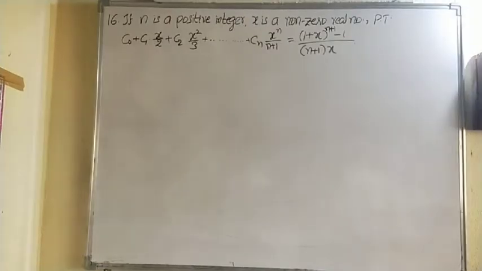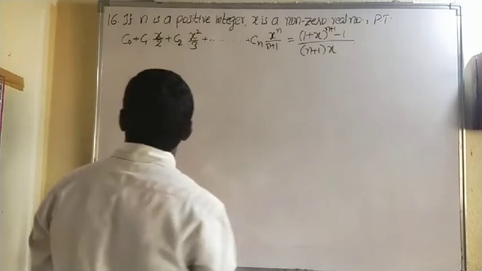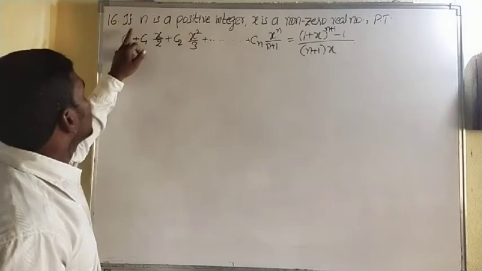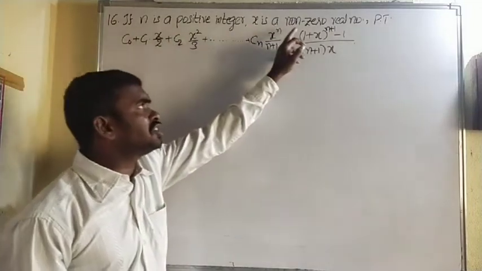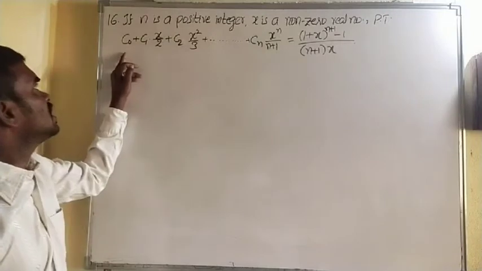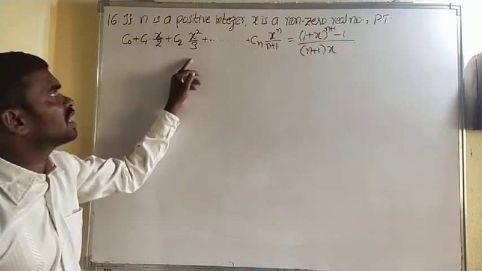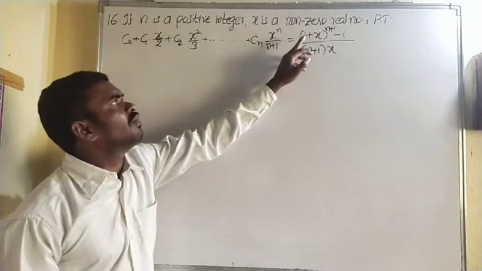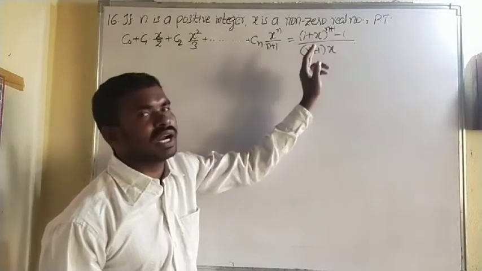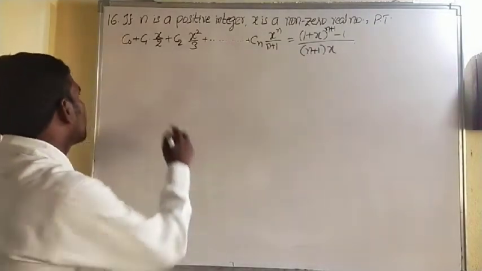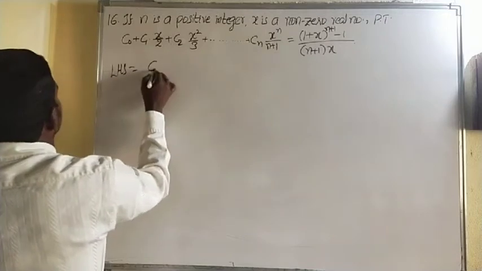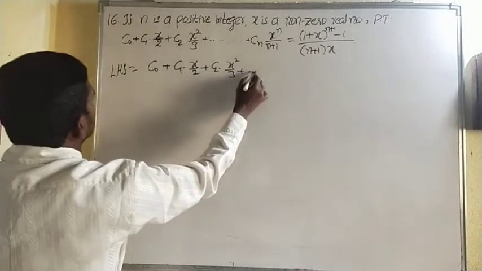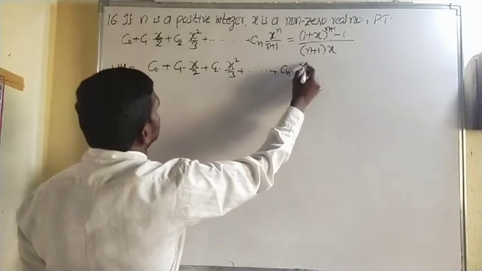Okay, next, the 16th problem. This is an important problem. After this, the 17th is also very important, but it is a small problem. If n is a positive integer and x is a non-zero real number, then prove that C0 plus C1 into x by 2 plus C2 into x square by 3 plus so on, plus Cn into x power n by n plus 1, is equal to (1 plus x) whole power n plus 1, minus 1, by (n plus 1) into x. So the LHS is C0 plus C1 into x by 2 plus C2 into x square by 3 plus so on, plus Cn into x power n by n plus 1.